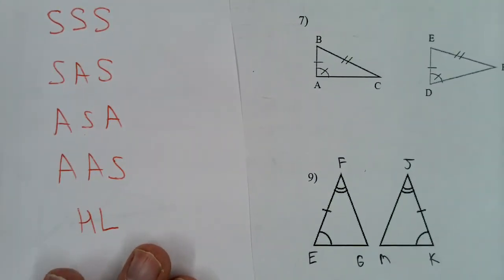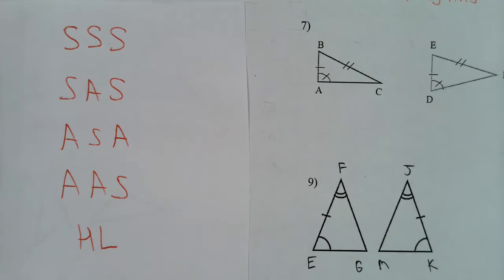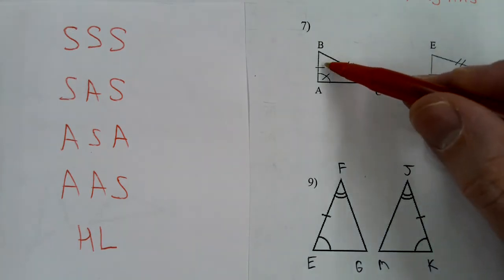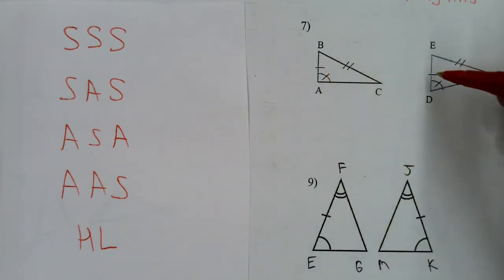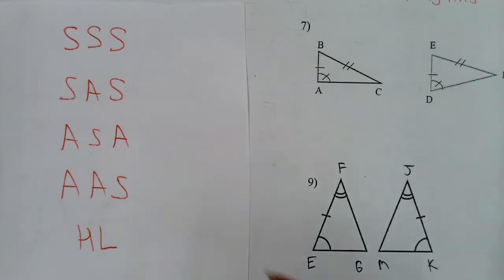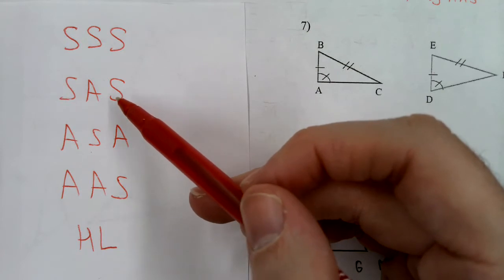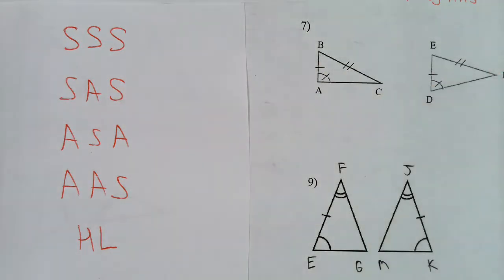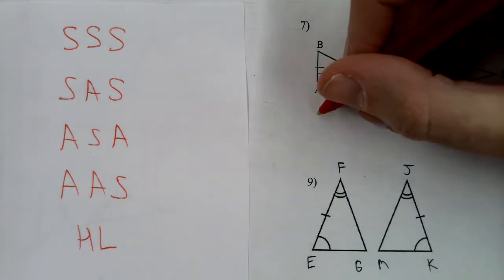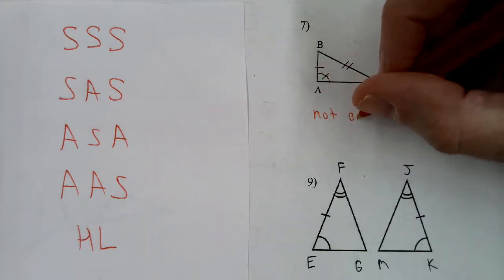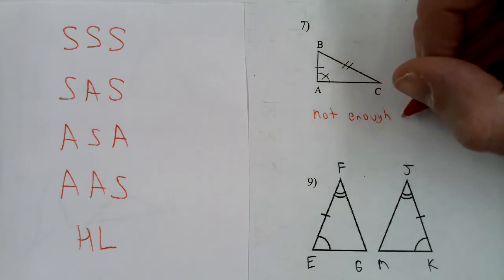Number 7, it goes side, side, angle, side, side, angle. Does that match any of our criteria? No. It's not the second one because it's not the included angle, which we'll talk about in a minute. So I'm going to say not enough information. They may be congruent, but we don't have enough information to prove that.